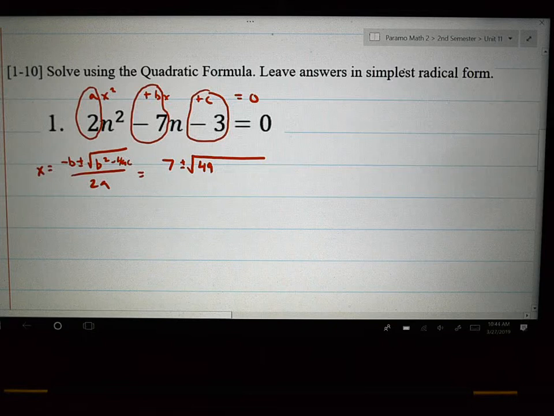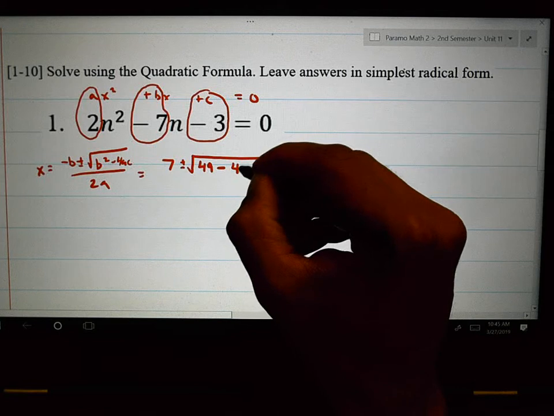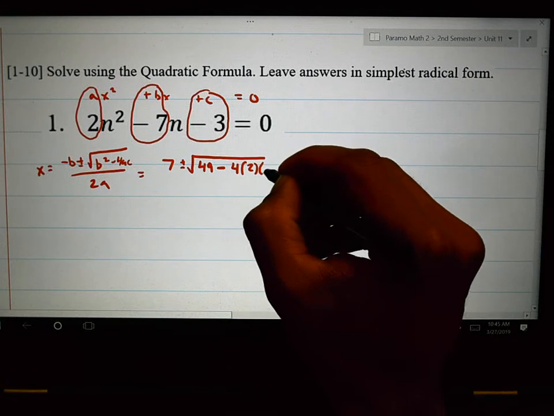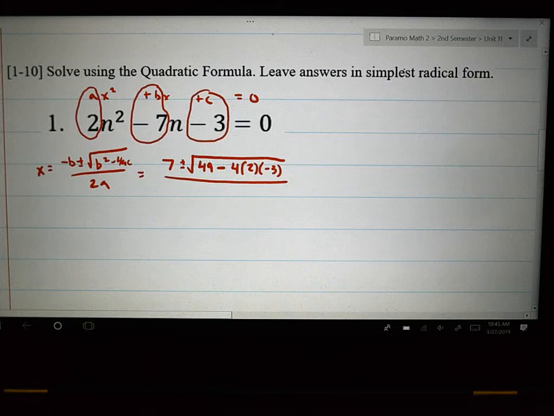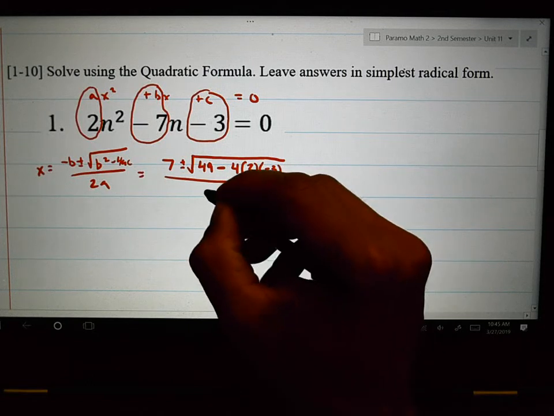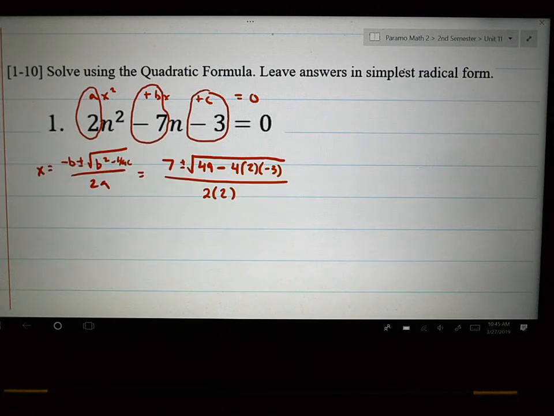And so sometimes I do that in my head. 49 minus 4 times a times c. I usually will put parentheses around it. All over 2a. 2 times the a value is a 2.